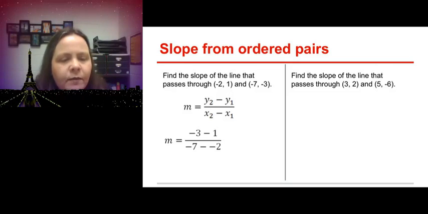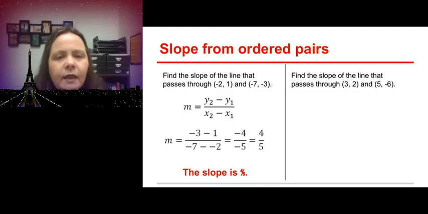So I took the y from the second pair and the y from the first pair, and I subtracted them. The y from the second pair is negative 3. The y from the first pair is positive 1. So I'm plugging straight into the formula, negative 3 minus 1. The x from the second pair is negative 7, and the x from the first pair is negative 2. So that's negative 7 minus negative 2. Now when I simplify that, I get negative 4 over negative 5, because negative 7 minus negative 2 becomes negative 7 plus 2. Negative divided by negative is positive. And so my slope is 4/5.